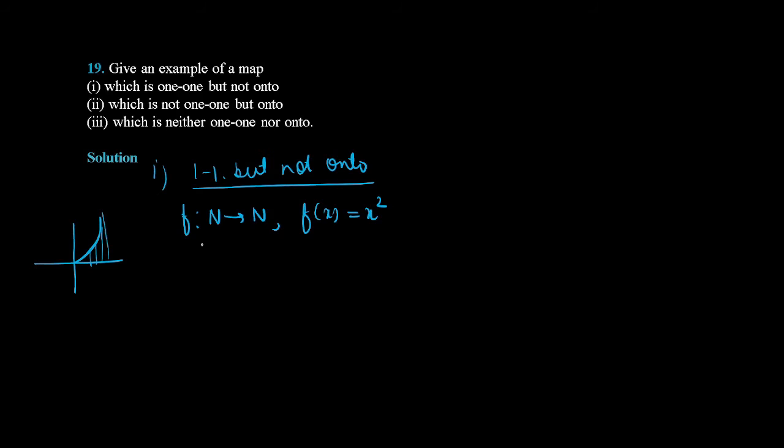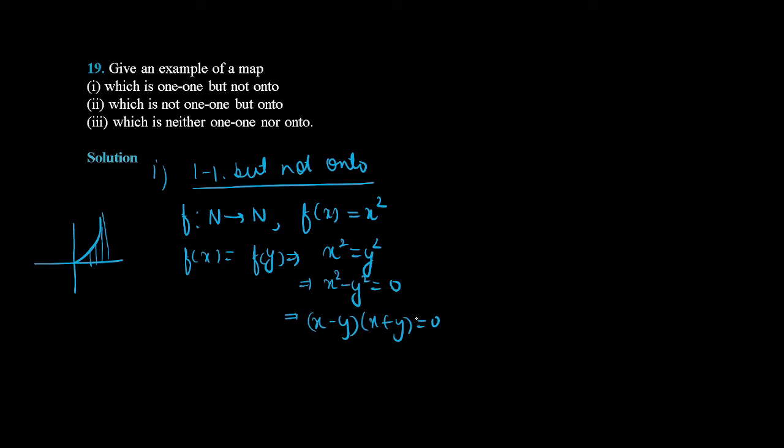We can check that also. We can take f(x) equals f(y). That implies x square equals y square. That means x square minus y square equals 0. So therefore (x minus y) times (x plus y) equals 0. We know that x and y are two different points, so x plus y can never be 0. Therefore x minus y equals 0. That means x equals y. That is why we can say that it is a 1-1 function.